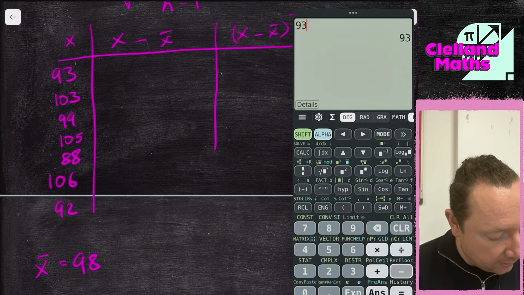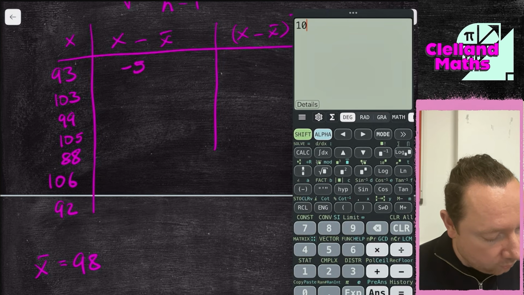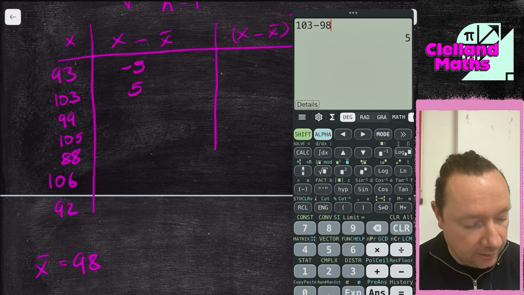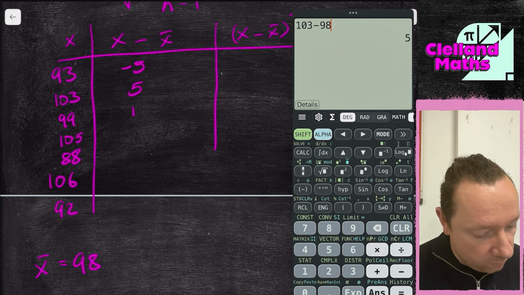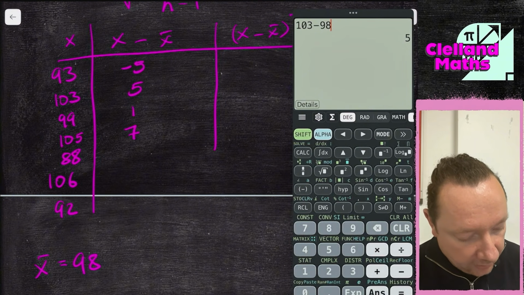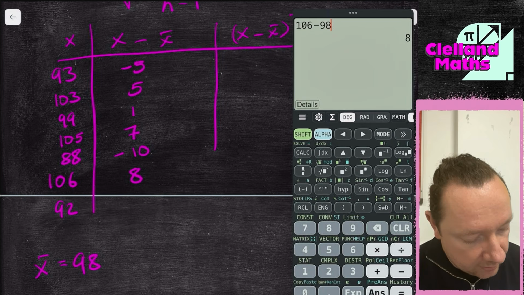So 93 minus 98 is minus 5. 103 minus 98 is 5. 99 minus 98 is 1. 105 minus 98 is, well, that's 7. 88 minus 98 is minus 10. 106 minus 98 is 8. And 92 minus 98 is minus 6.